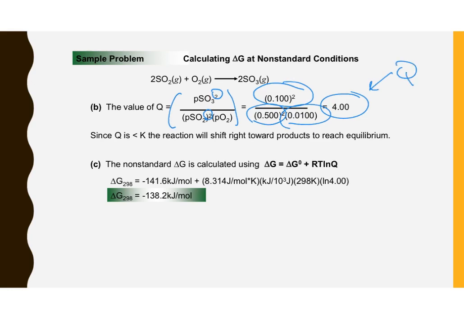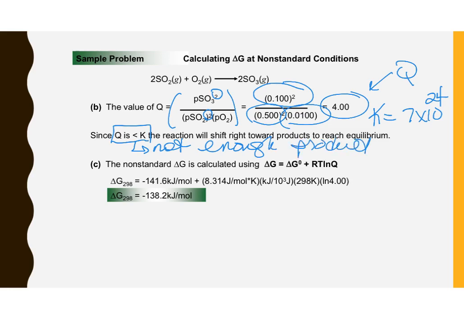So go back and look at the value for K. You always want to compare Q to K. K was given in the problem, and it's huge, okay? Very product favored. So what do we have here? We have that Q is less than K. What does that mean? That means there's not nearly enough product, right? There should be almost all product. And so which way will it shift to reach equilibrium? It'll shift right toward product to make more.